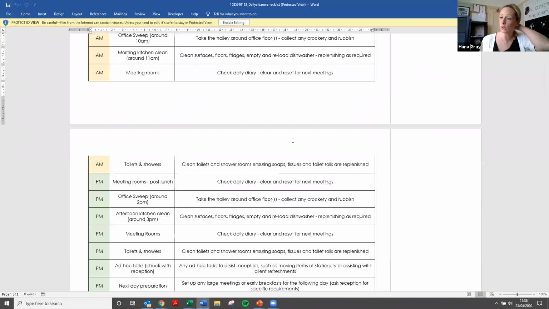If you do have a cleaning person in for most of the day or part of the day, you might want to give them your own tasks. So hopefully that helps. Any other questions or comments or template requests?